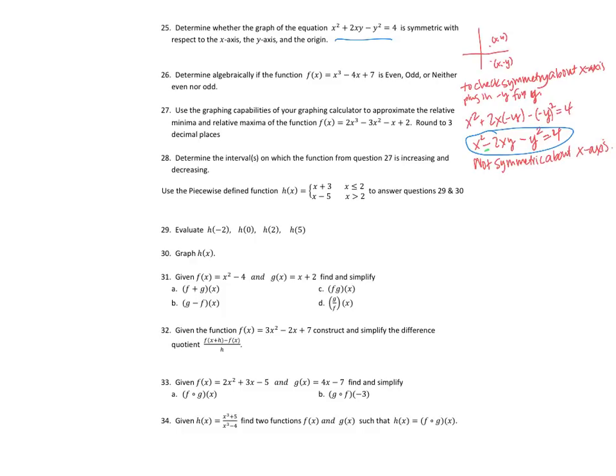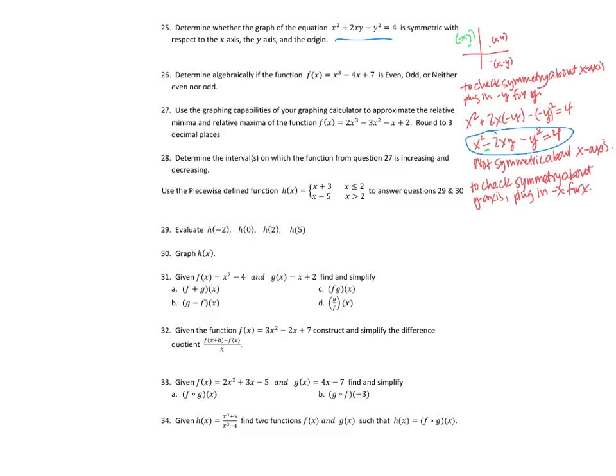Okay, and for symmetry about the y-axis, it's going to be similar. If it's symmetric about the y-axis, then for every point x, y, there would be a point over here, negative x, y, that would need to be contained on the same graph. So to check symmetry about the y-axis, we need to plug in negative x for x and see if we get the same function.